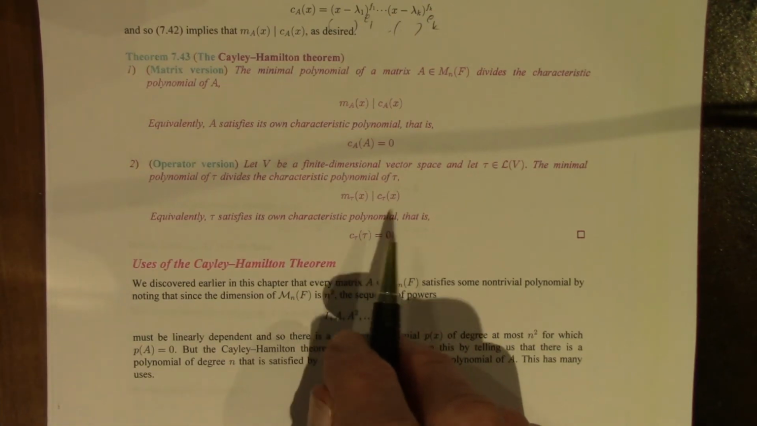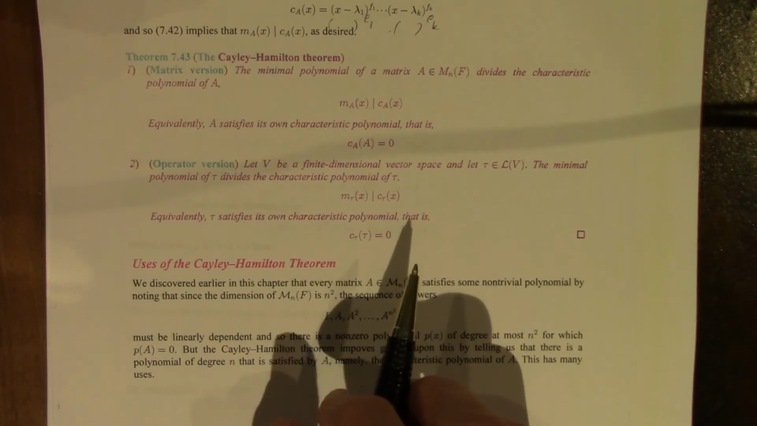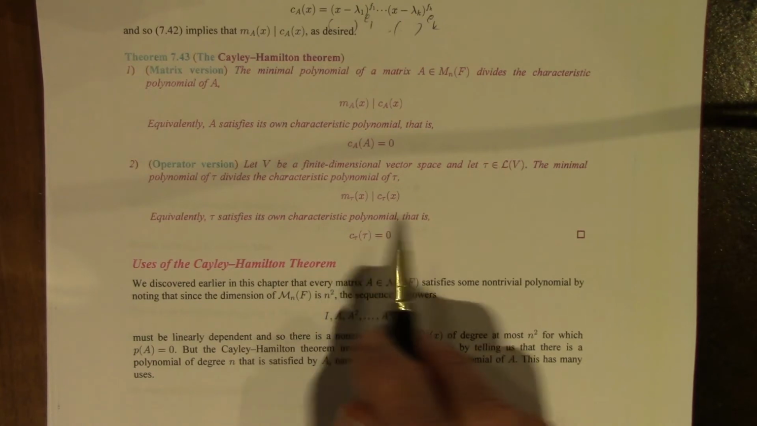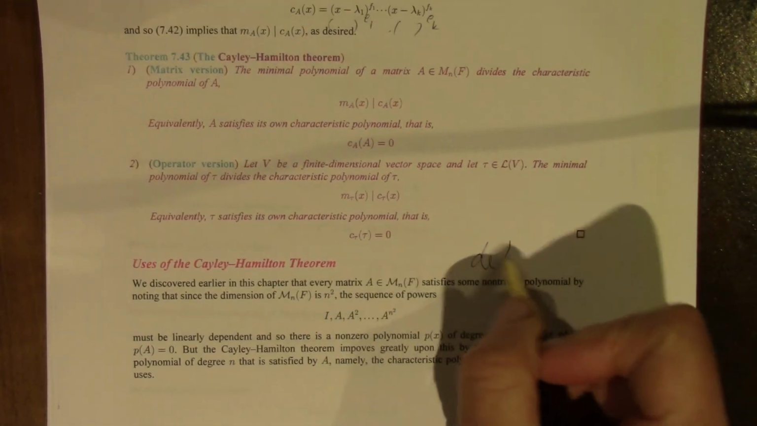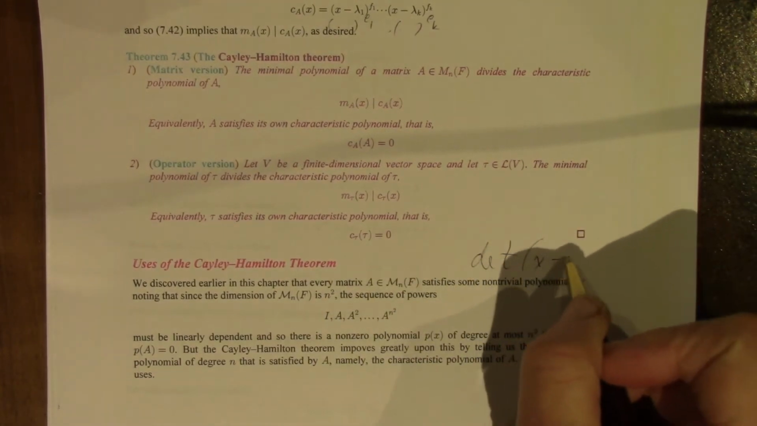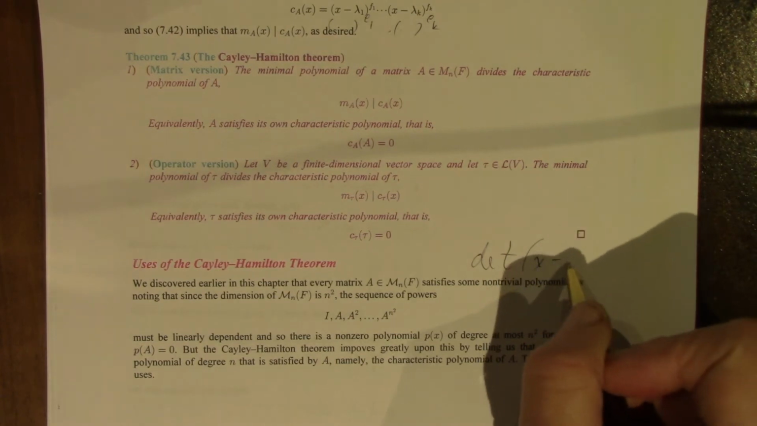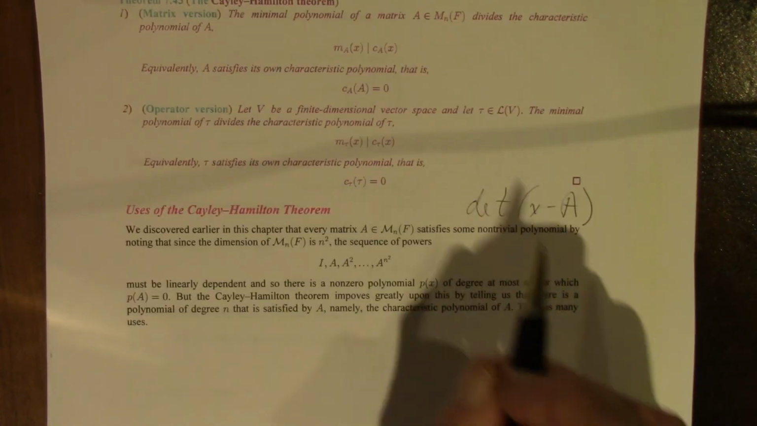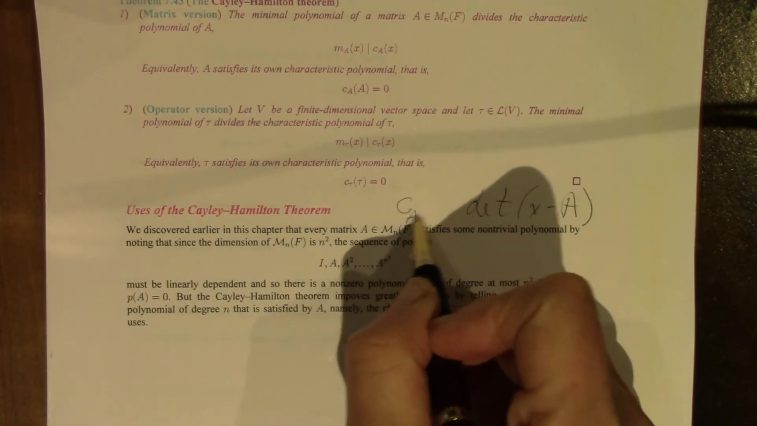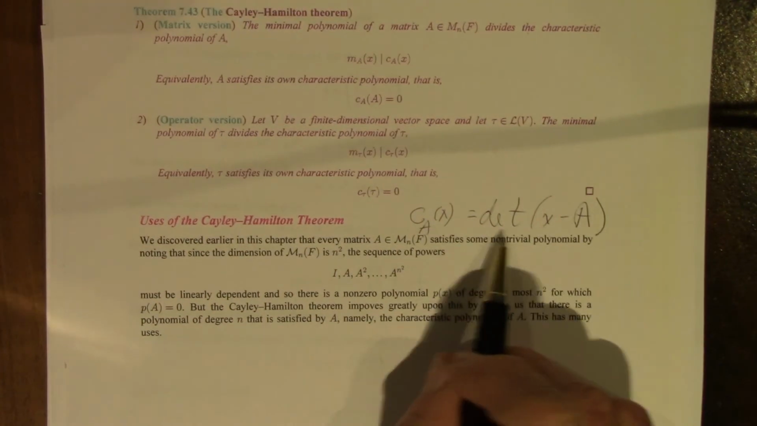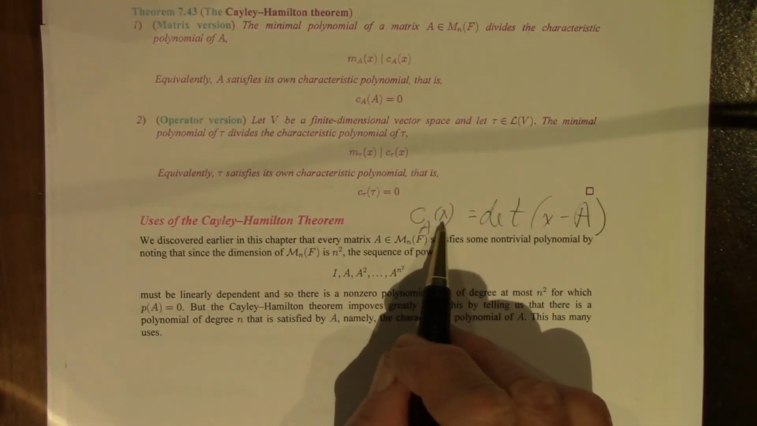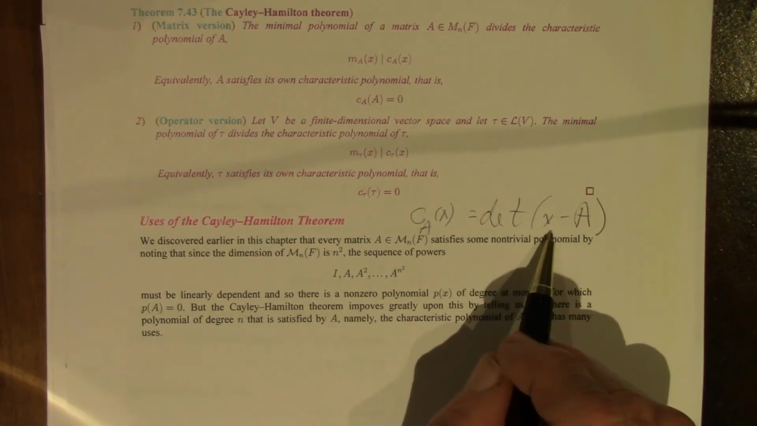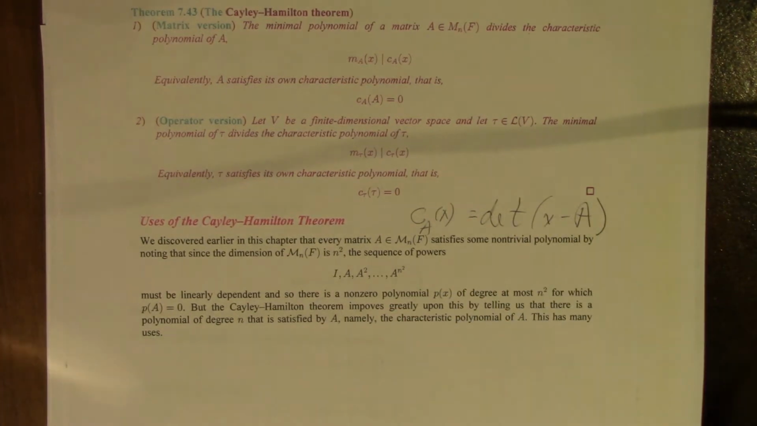Incidentally, there's a very famous purported proof of this result. You would just take the characteristic polynomial, so this is C_A of x, and just substitute A for x. You get the determinant of A minus A, which is the determinant of 0, and that's 0.